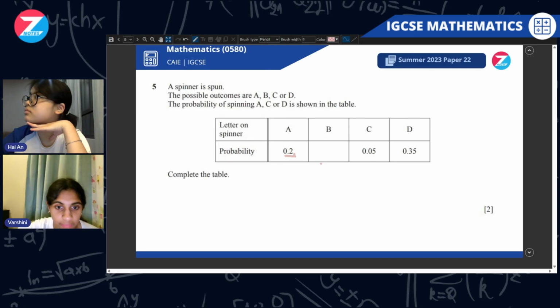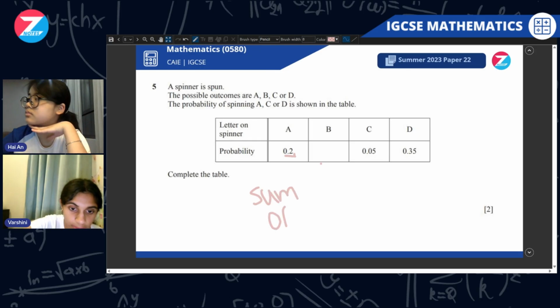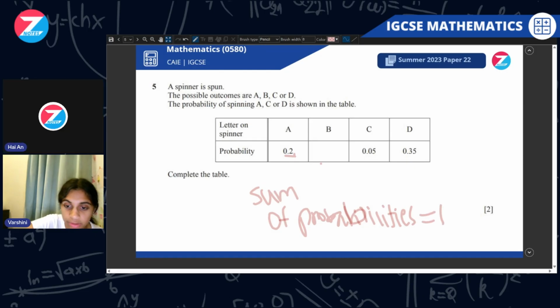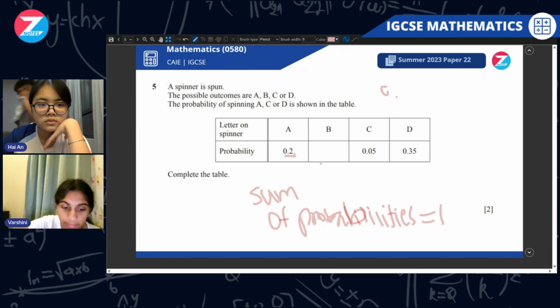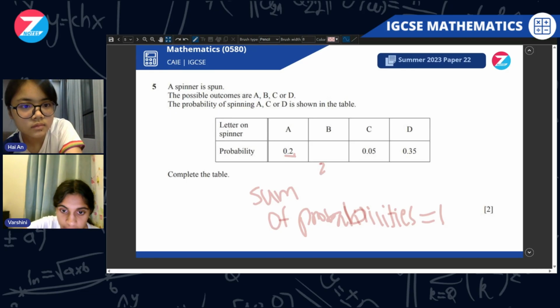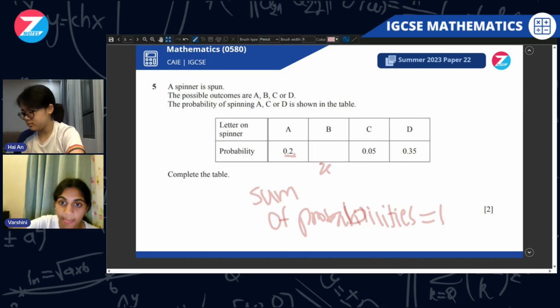Okay, so we know that the total sum of the probabilities equals 1. Or we can also say that the total probability is always going to equal 1. So that means if we do 0.2 plus x, that's x, plus 0.05 plus 0.35, if we add these all up, we should get 1. So to find x, we have to subtract them all from 1.